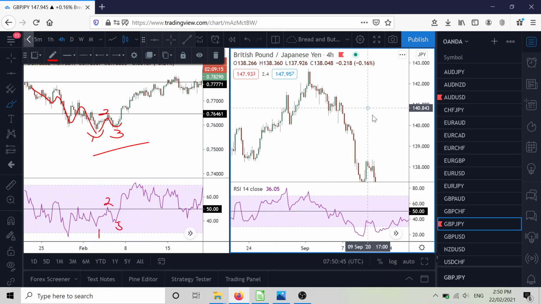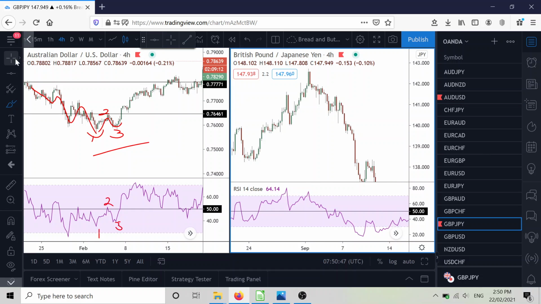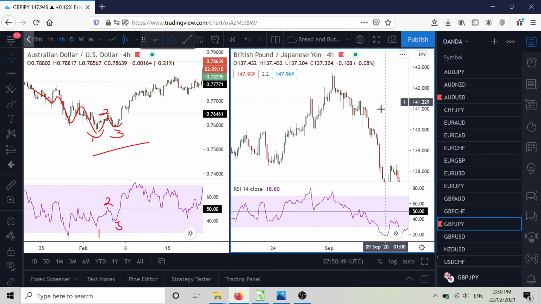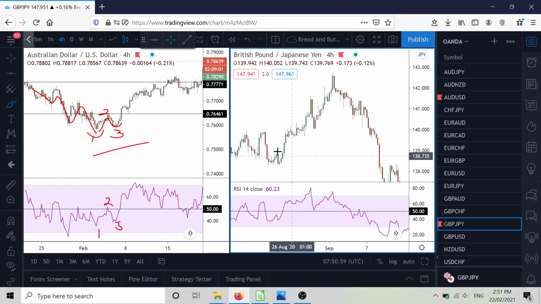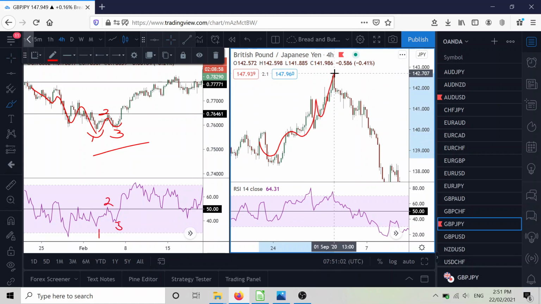It's the Japanese yen. This one is a bearish reversal. Let me just show you another one. All right, so again, first is an uptrend. Number 1 is the highest point of that uptrend. You can see this is an uptrend, and this one is the highest point. And then we need to wait first. When it goes lower and lower, and when it goes higher a little bit, there you go.